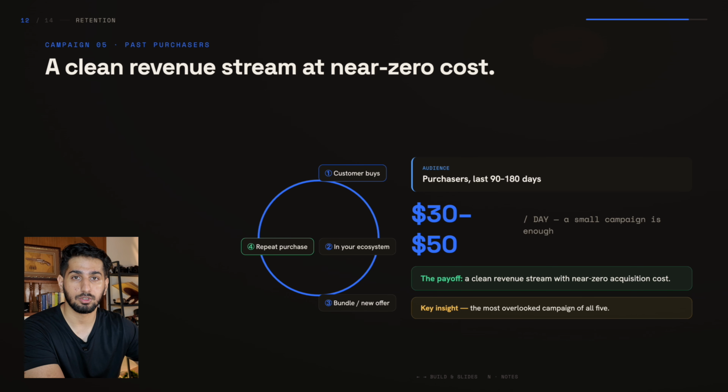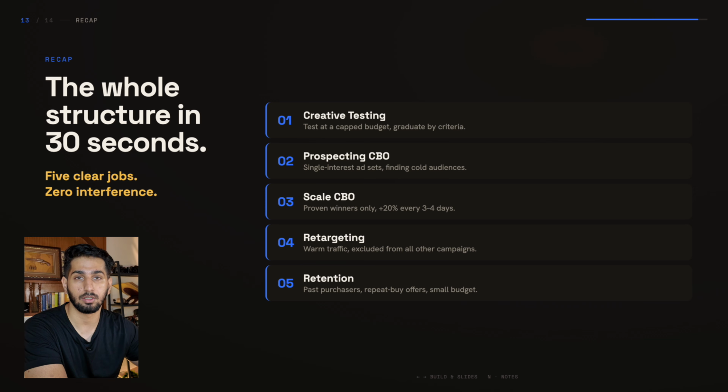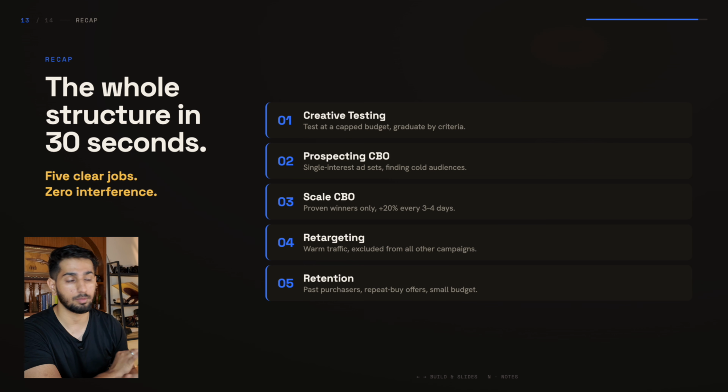So just to give you a quick recap, number 1, you want to have 5 campaigns: creative, cold audience, scale, retargeting, and retention. Your creative testing campaign is going to be where you test new creatives. Your cold audience is where you test new cold audiences. Your scaling is where you scale your winners. Retargeting, you retarget people who have added to cart, visited your website, but did not end up buying from you. And then your retention campaign, you make sure people who have already bought from you come back and become repeat customers. 5 campaigns, 5 clear jobs.